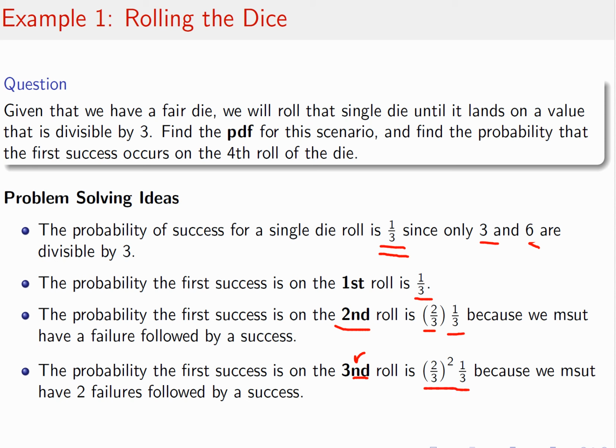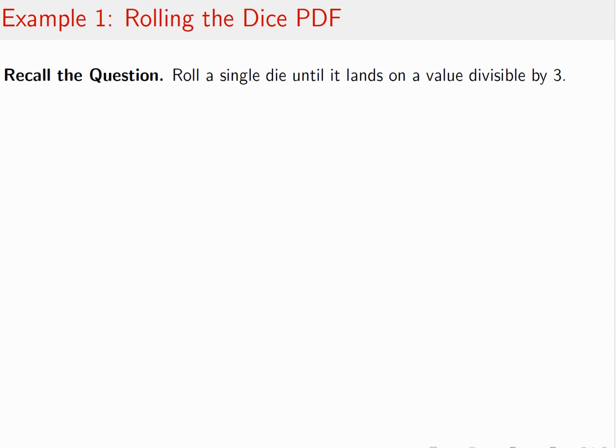But the probability that the first success happens on the third roll is 2/3 squared, right? Because there are two failures, and then there's the success probability. Okay, I have some typos on the slides I'm using, it appears. Sorry about that. Let me clear the marks and see if we can move on.